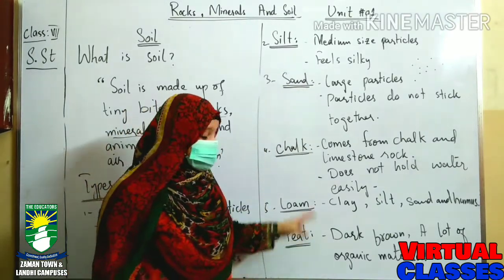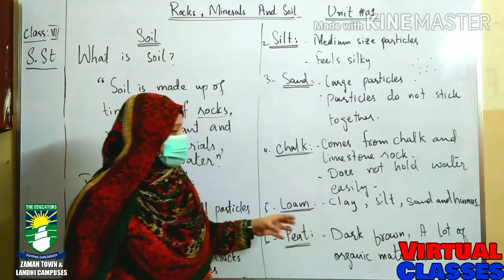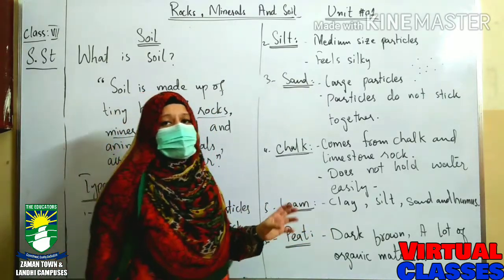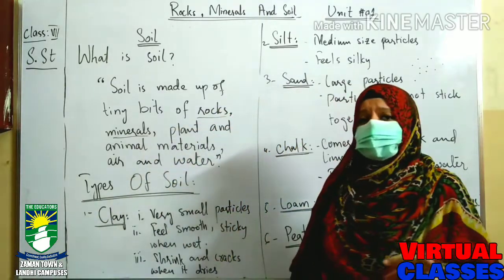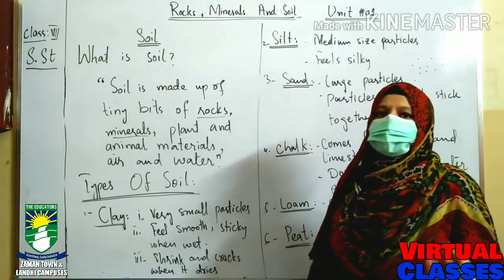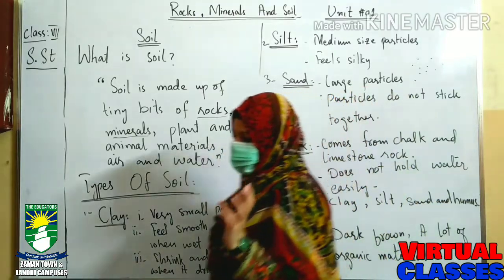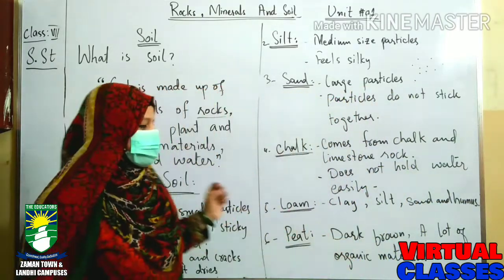Peat is the sixth type of soil that is dark brown in color and contains a lot of organic materials. Again, organic materials come from living organisms and are considered organic materials.